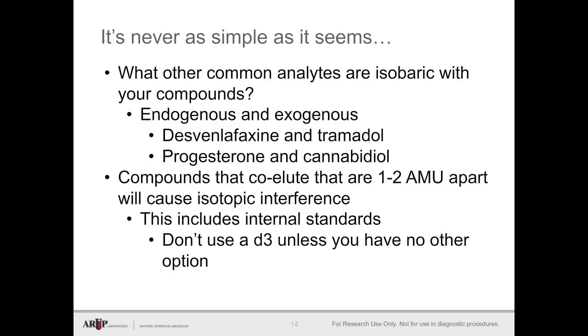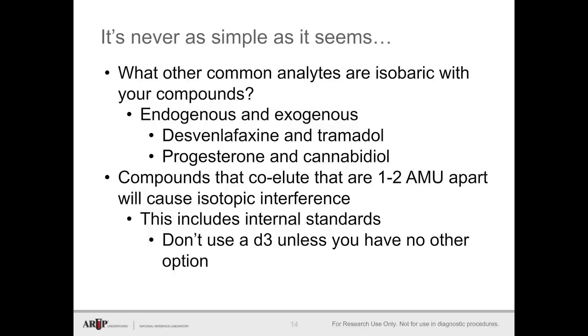But as we know, nothing is ever as simple as it seems. If we could only live in a world where we only looked at standard solutions. We've learned a few things along the way in our TOF journey here at ARUP. What other common things in your method are isobaric with compounds that you're looking for?